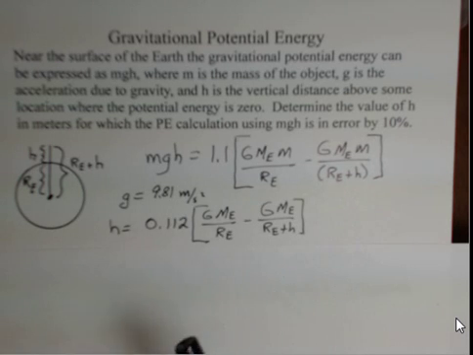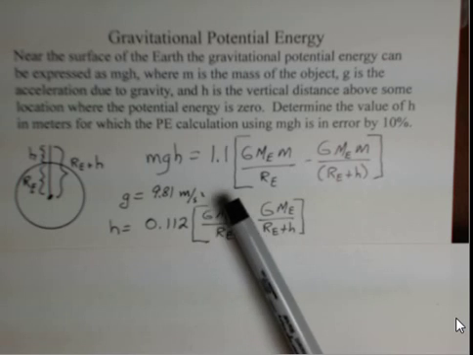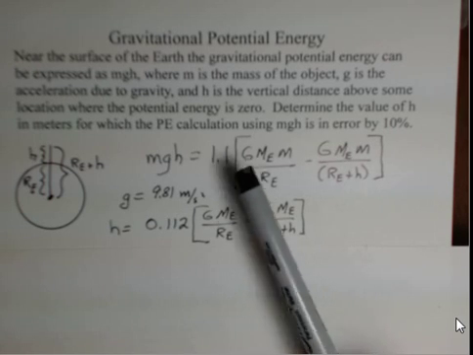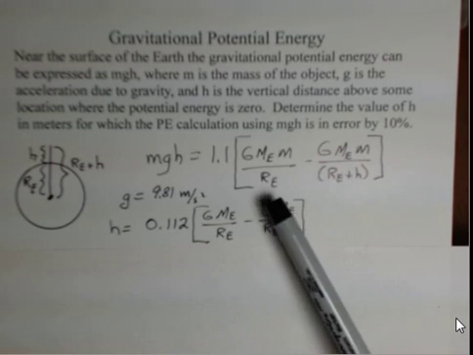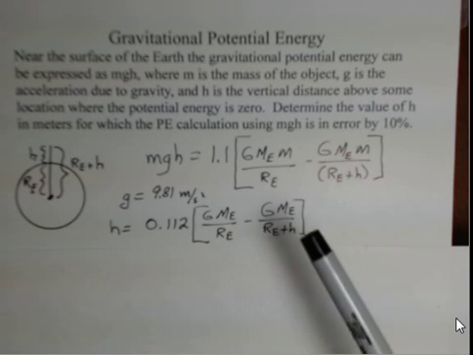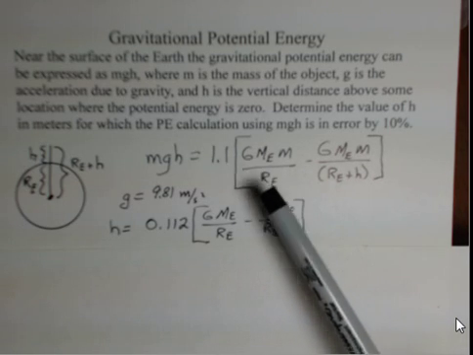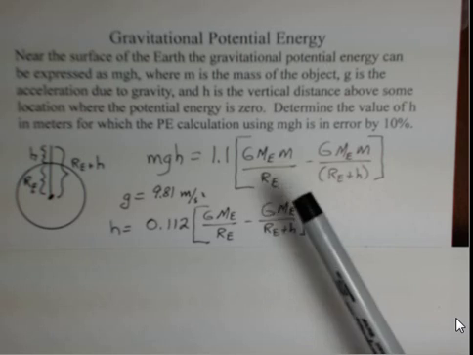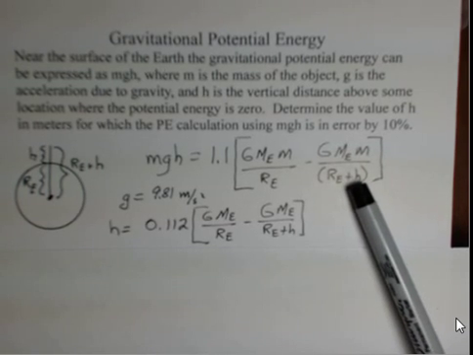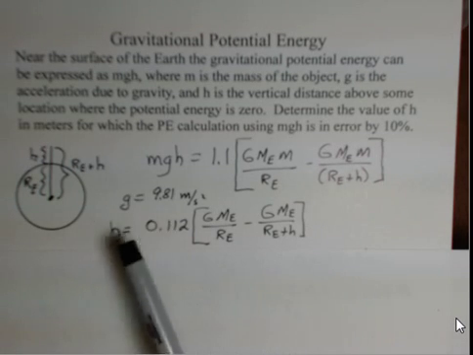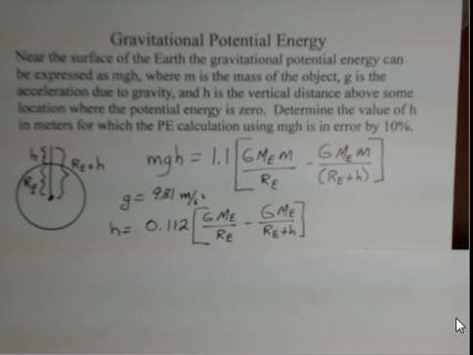So we're going to use mgh on one side of the equation here, and to represent 10% higher than the correct change in the potential energy, I'm going to put in a 0.1. That 0.1 is the 10%. The correct change in the potential energy is to do the correct calculation for the potential energy at each location. So capital G, the mass of the Earth, the mass of the object, divided by the radius of the Earth. That's for the object at the surface of the Earth. And then when the object is a distance h above the surface of the Earth, we add the h to r sub e.